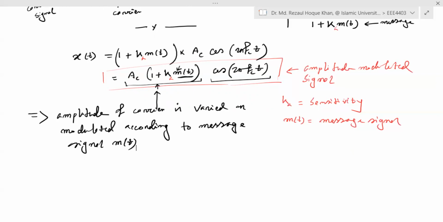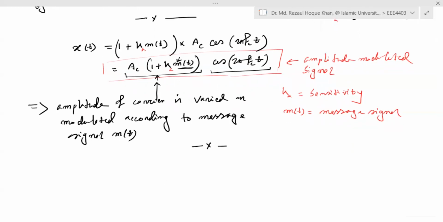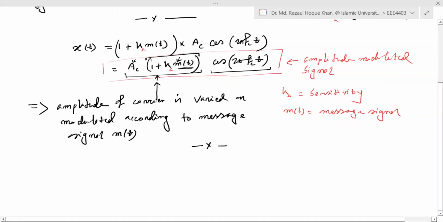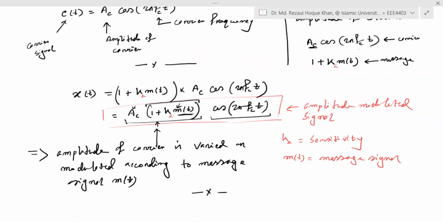Okay, so we can take some example. So we can say here 1 plus this one, total. You see what we just saw: this amount will influence the amplitude of the carrier, which was the fundamental or the basic amplitude before. So now this amplitude is varying according to this amount, right? So according to the message signal.